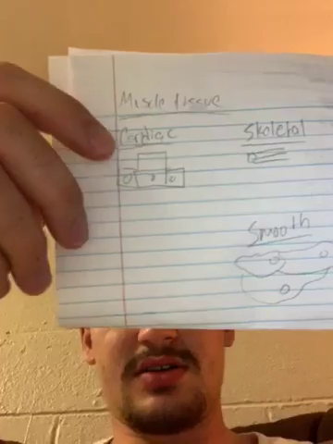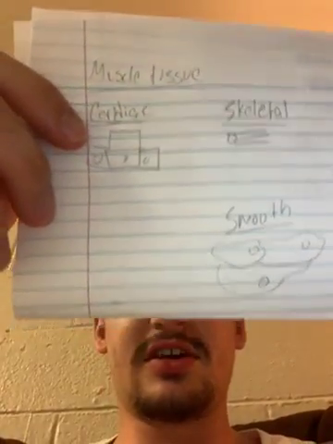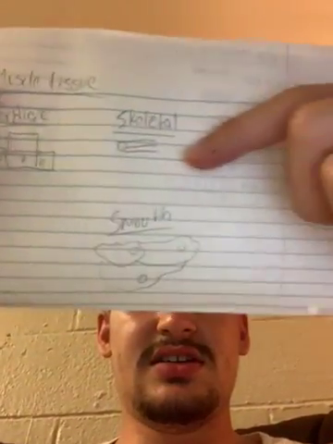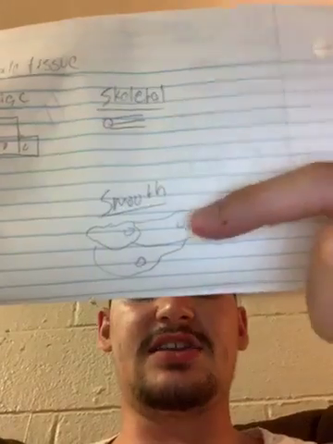And then lastly is smooth, which is inside the hollow organs. It is involuntary, and it is uninucleate, again, which is one nucleus. Some pictures are the cardiac cells, cardiac muscle tissues, the skeletal, and then smooth.